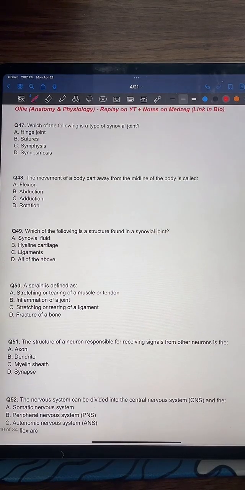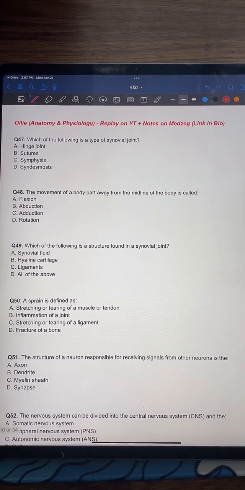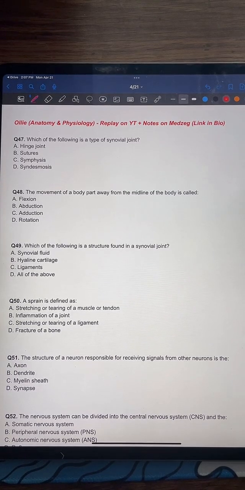47 asks, which of the following is a type of synovial joint? Meaning, synovial, we talked about it, allows for the most amount of movement. So which of the following would allow for more movement than others?